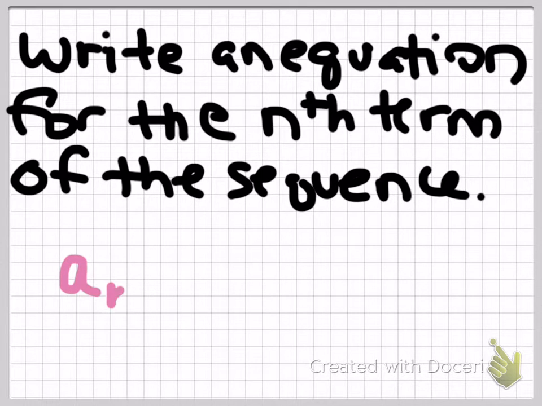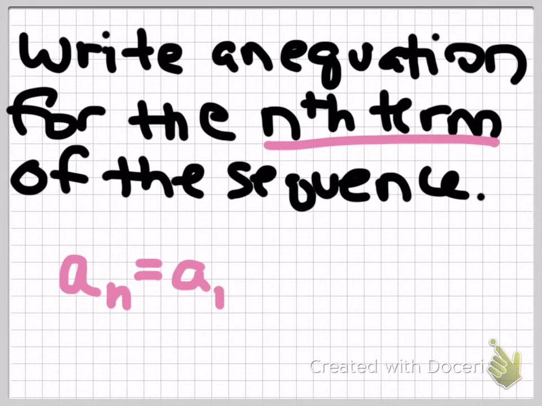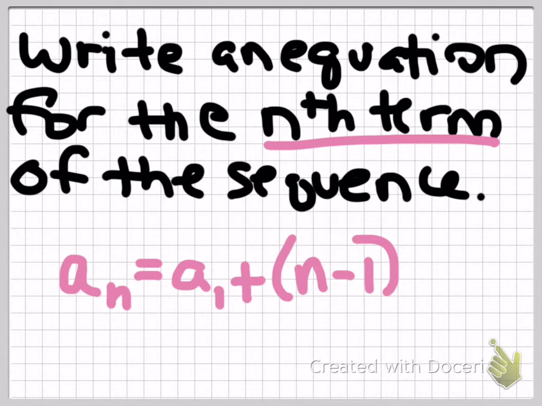The equation we're using is a sub n, which is what we're finding. That's the nth term. Then we have a sub 1. That's going to be our first term of the sequence. Then we have plus n minus 1. Remember, n is the number term that it is, so like the first, second, third, fourth term, which we're not asked to find. So we need to leave that the way it is. And then we have d, which is the common difference or the pattern.